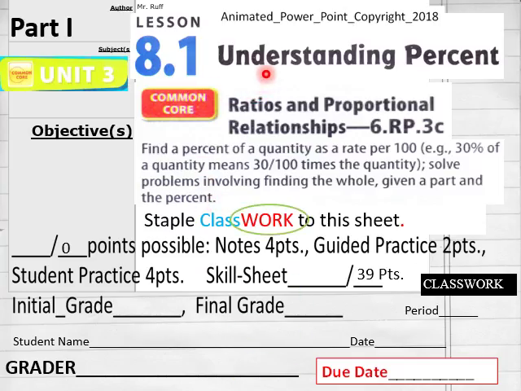8.1 is understanding percent. And the standard here is 6.RP.3c. Find a percent of a quantity as a rate per 100. And we have 39 classwork points and 0 notebook points for this.